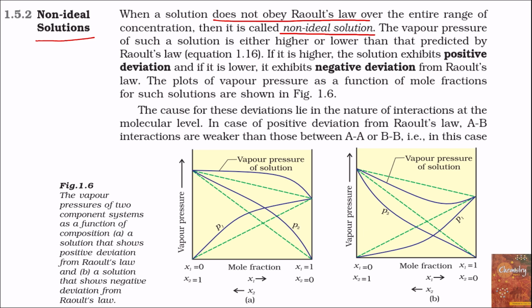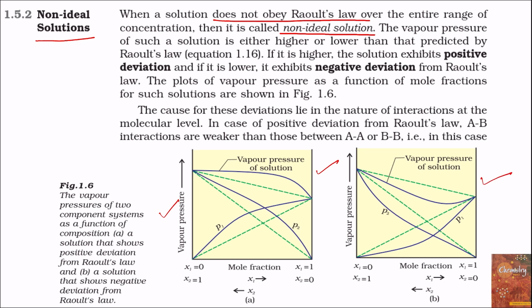If the vapor pressure of the solution is higher than predicted by Raoult's law, then the solution is said to exhibit positive deviation, and if it is lower, then it exhibits negative deviation from Raoult's law. The plot of vapor pressure as a function of mole fraction is given here. This graph shows the positive deviation from Raoult's law, and this one shows the negative deviation from Raoult's law.